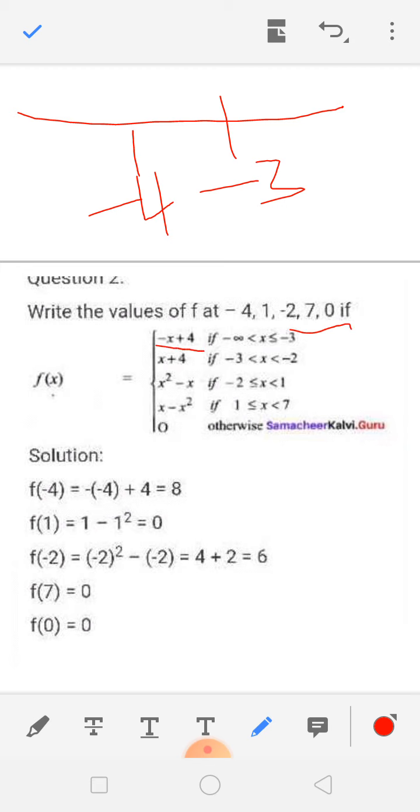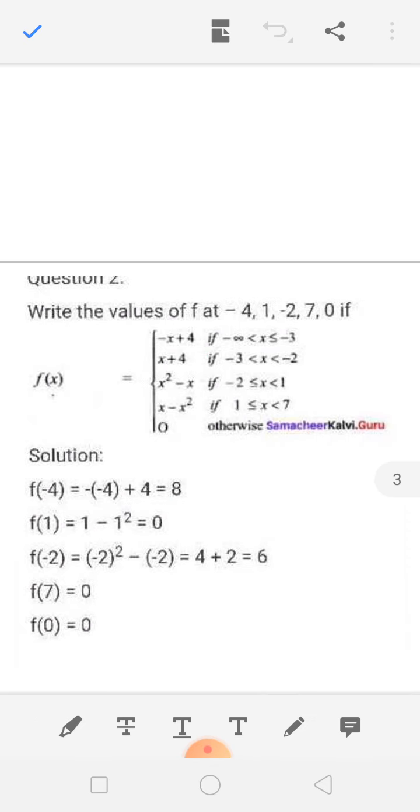So this is my first function: -x plus 4. In the place of x, I have to put this -4. So -4, already here minus only, so minus into minus plus 4. So 4 plus 4, the answer will be 8. That's it. And then look at the second one.